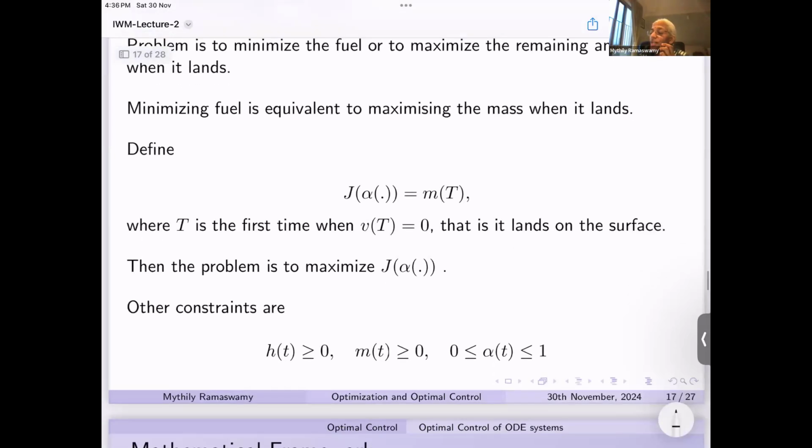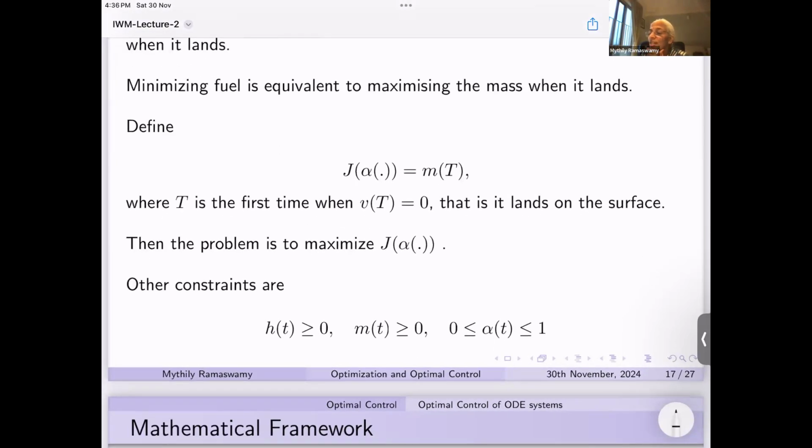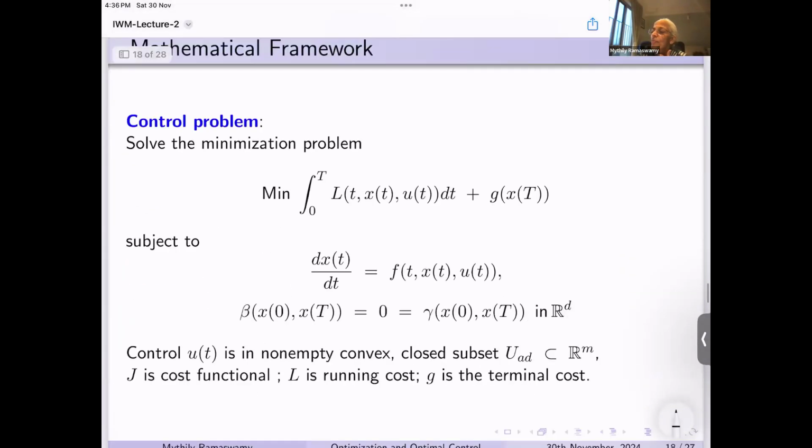But what are the constraints? Constraints are h(t) must be greater than or equal to 0. The height is always non-negative. Mass is always non-negative, and you can't give infinite thrust, so the thrust must be bounded. I can typically assume it's bounded between 0 and 1. Okay, so let us put it in a mathematical framework.